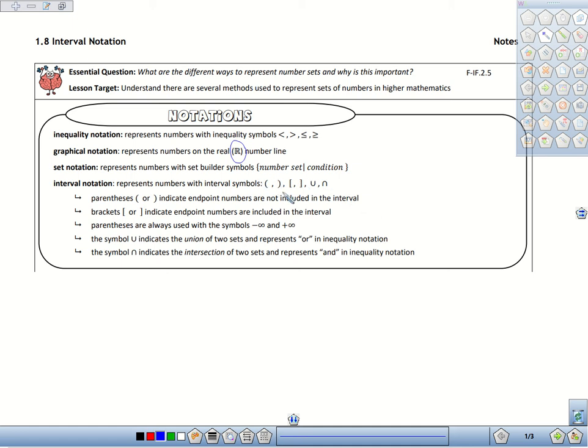Now, these different symbols here. Parentheses are for when you have less than or greater than. The brackets are when you have less than or equal to, greater than or equal to. Okay? And then we have these symbols called union and intersection. Union indicates or, and it looks like a U, so U and union. And the upside down U, which kind of looks like an A without a line through it, is called the intersection of two sets, and that's used to denote and.